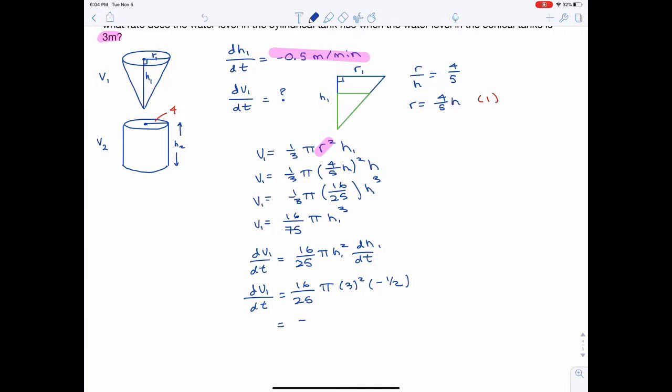Okay, which simplifies to negative 72 pi over 25 meters cubed per minute. So that is the amount of liquid that is leaving the conical tank, which also means that positive 72 pi over 25 is the amount going into cone 2. So question number 2 is basically saying, let's go find the rate of change of H2, the height 2.